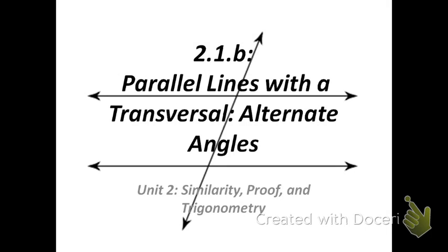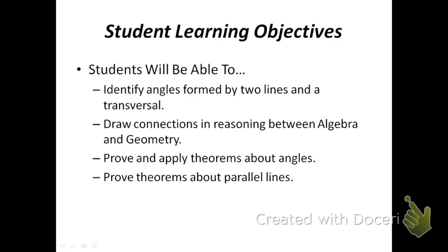Alright, welcome back for lesson 2, or 2.1b. We are going to continue with parallel lines with the transversal, but now we're going to incorporate alternate angles. This time, we are not just going to identify angles formed by two lines and a transversal, we are also going to draw the connections and reasoning between algebra and geometry, so you'll see that, just like we did, we're going to use algebraic equations to solve geometry problems.